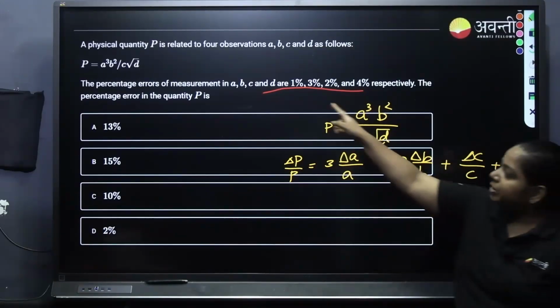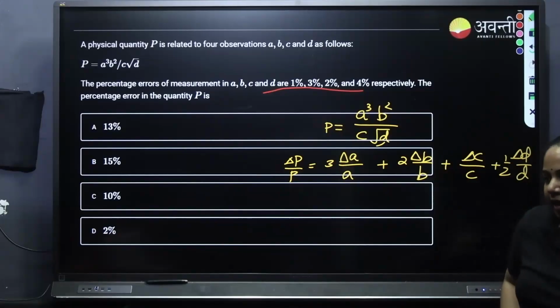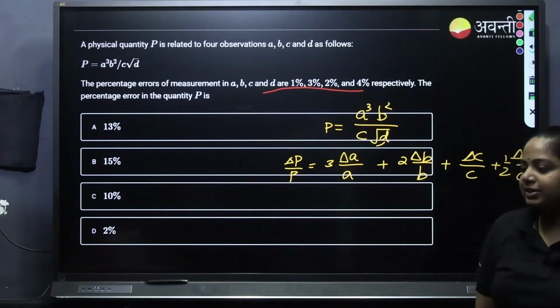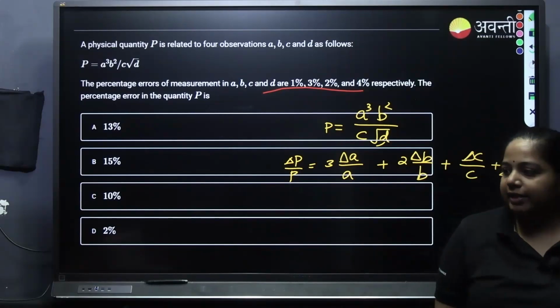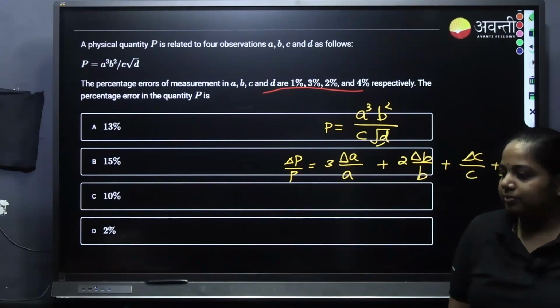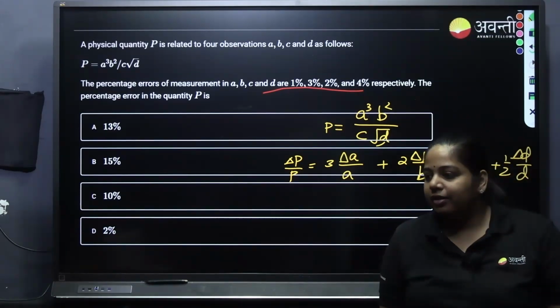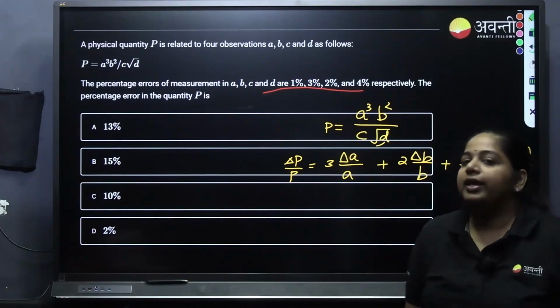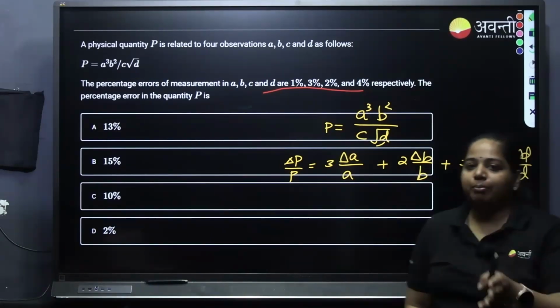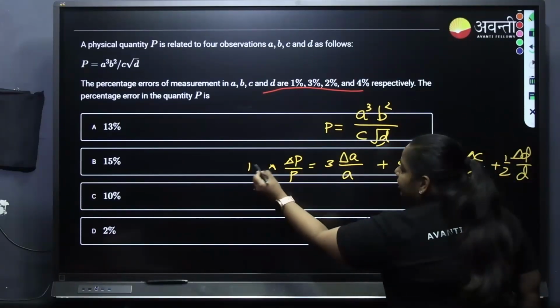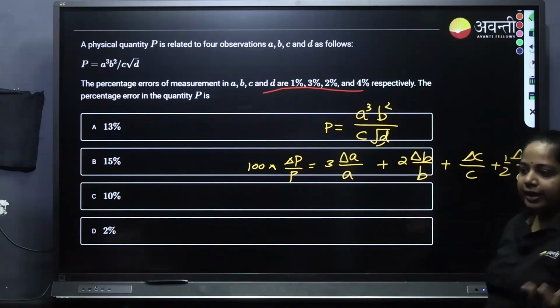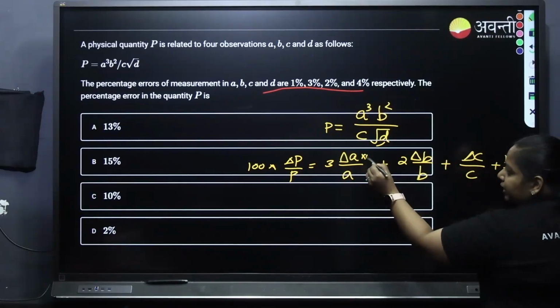And what is the relation between relative error and percentage error? If you remember, please tell or message in the group. What is the relation between percentage error and relative error? Yes, relative error into 100, correct. So if you multiply relative error with 100, you will get percentage error. So I can just multiply 100 here only, right? I don't have to take an extra step. So here also I am multiplying with 100.